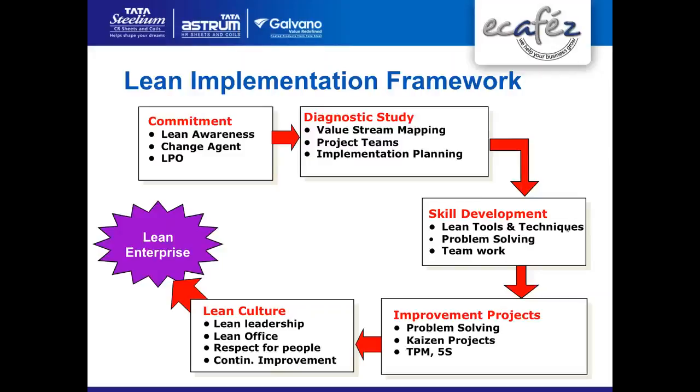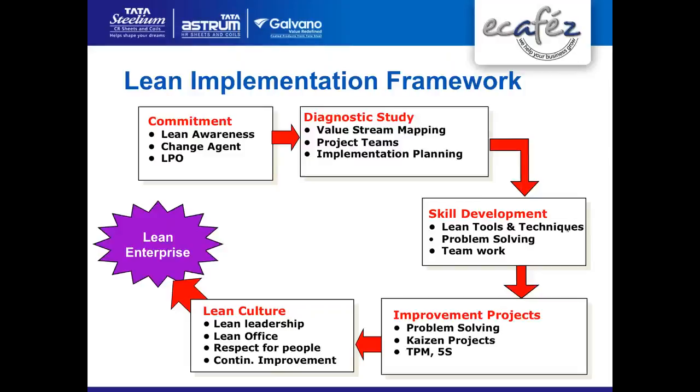Then the change agent: in every company, there has to be a person who can drive the change under the guidance of a lean expert. The third is the lean promotion organization, LPO. A process, a system, a team has to be created which will continuously implement and monitor the lean transformation in the company. So these are the three requirements for the commitment.